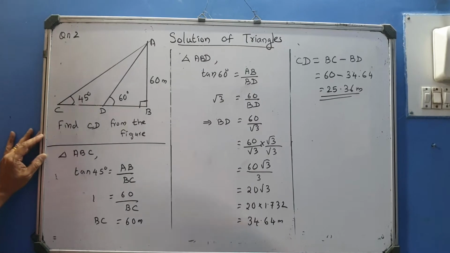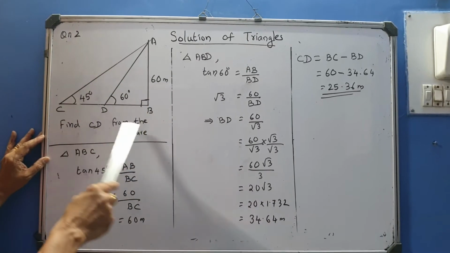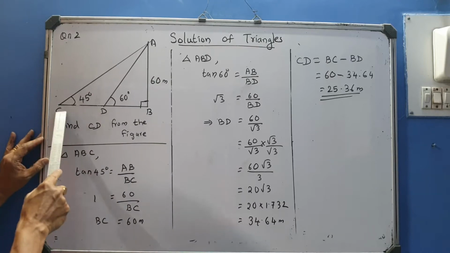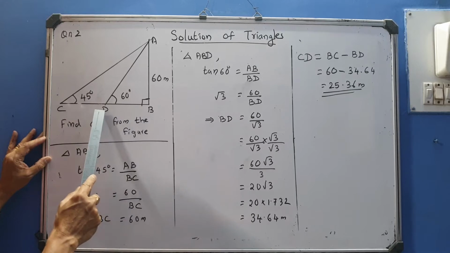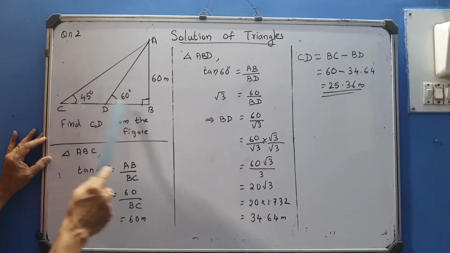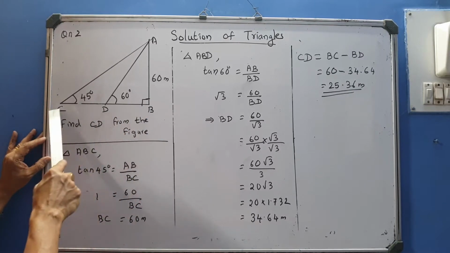Now let's take another question. The triangle is given here. We need to find out CD. So how do we get CD? Find out BC, then find out BD, if you subtract it, BC minus BD will give you CD.